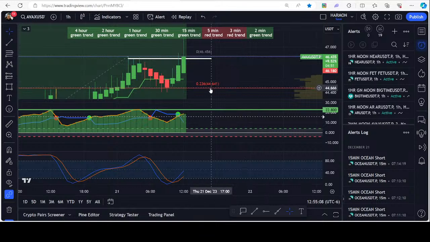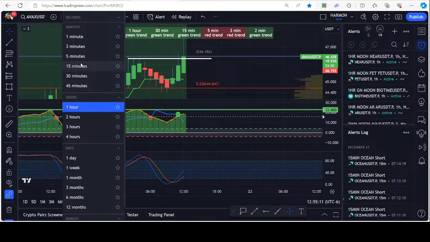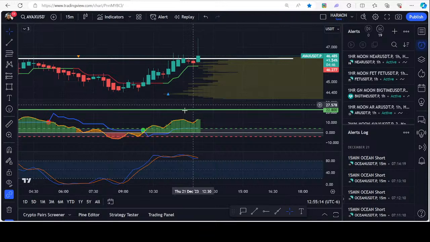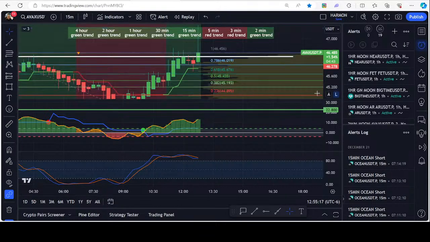All right, 1 hour candle. Where's our 15-minute? Okay, 15-minute red moon. Not yet. All right.